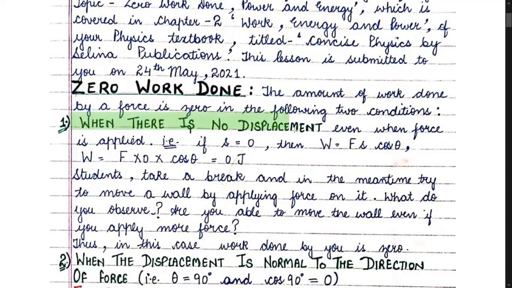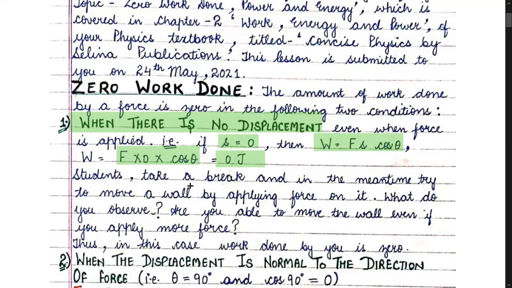So children, suppose you are applying force, but there is no displacement. That is, S is 0. And in the formula W is equal to Fs cos theta, if I put S as 0, then what will happen? Yes, our work done will also come 0 because something multiplied by 0 gives us result as 0. So when there is no displacement, even when we are applying force, is a case of 0 work done.